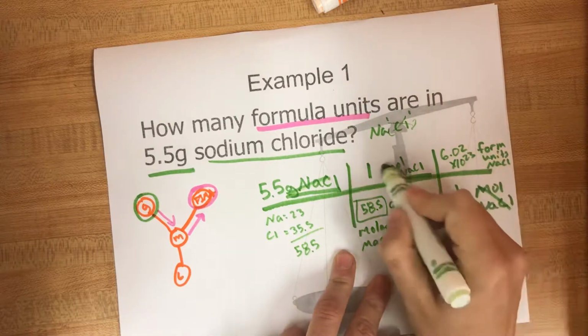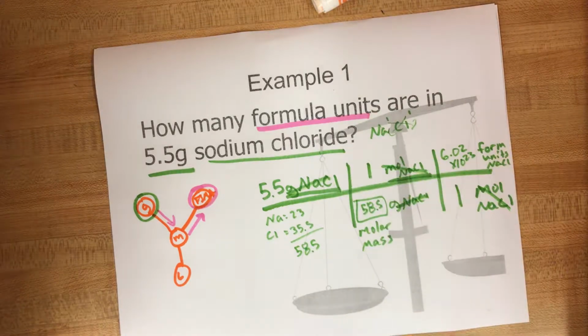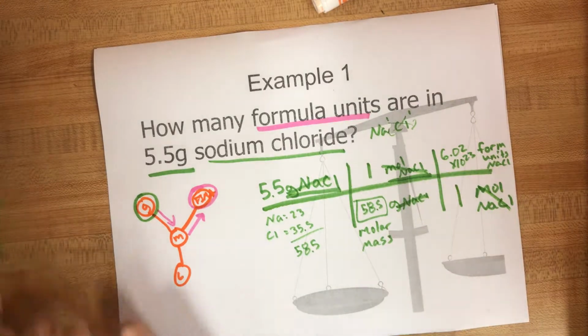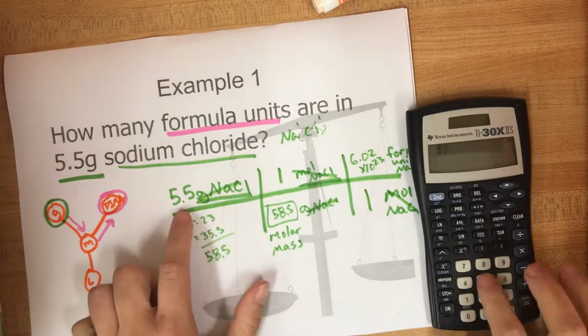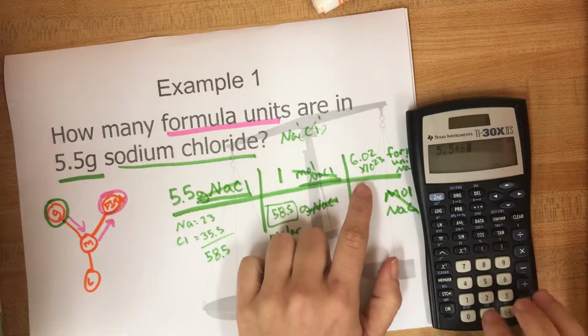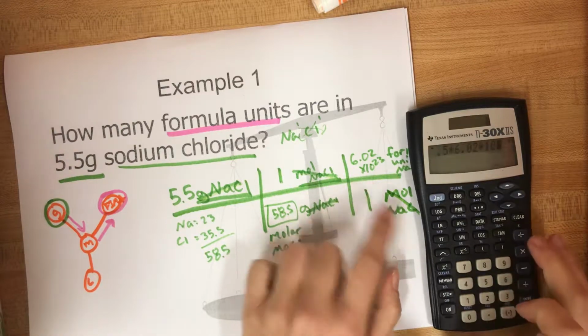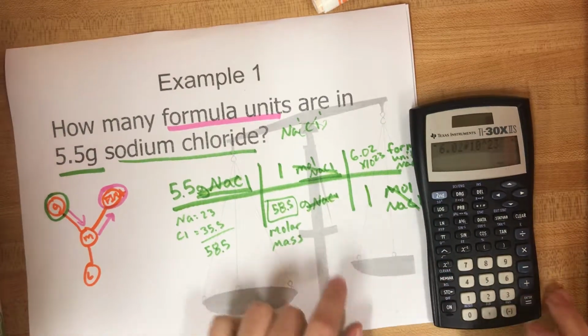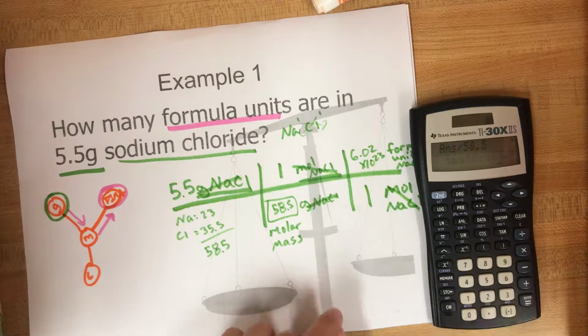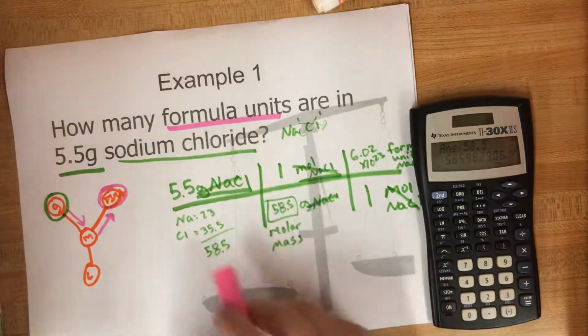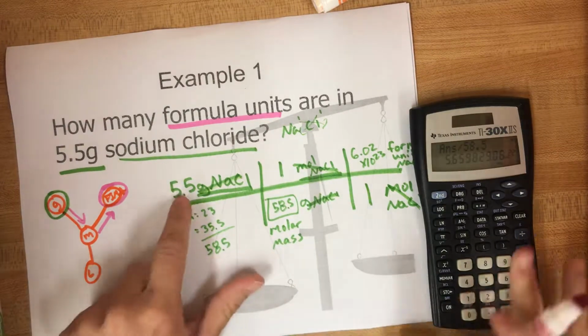Okay, moles cancel. We're at formula units, which is what we need. So now all you have to do is plug it into the calculator and find your answer. So we're going to do 5.5 times 6.02 times 10 to the 23rd divided by 58.5. Sig figs, you're always going to look at that beginning, so it's only 2 sig figs here.